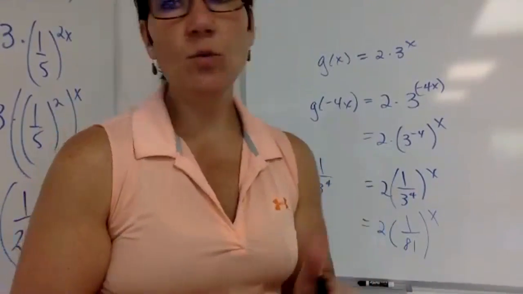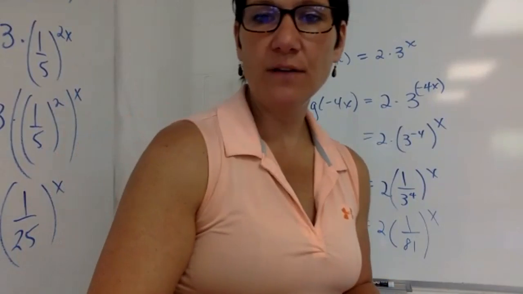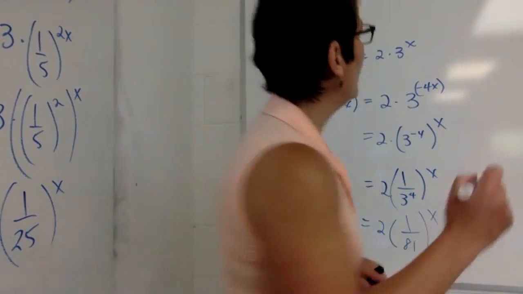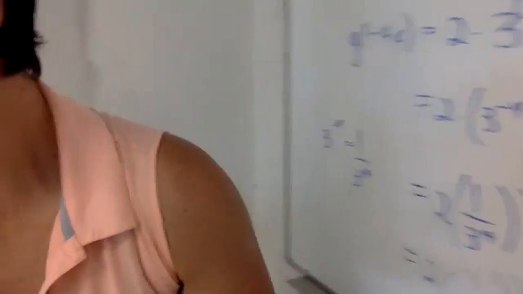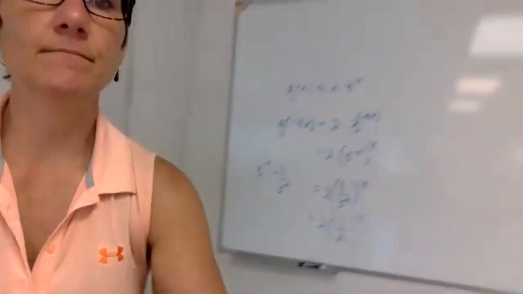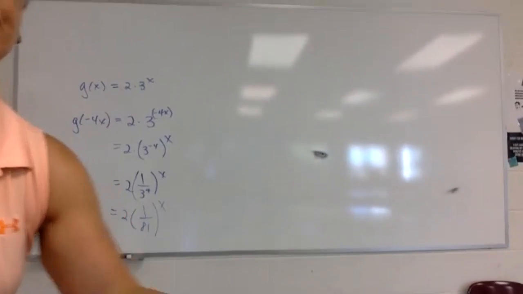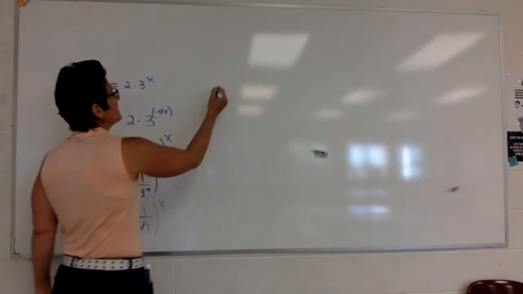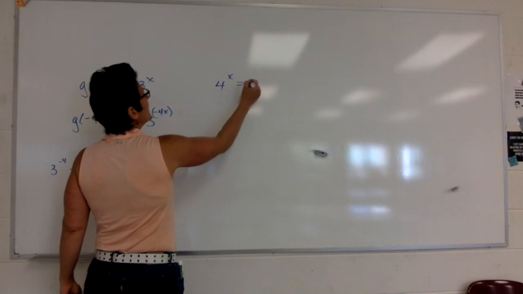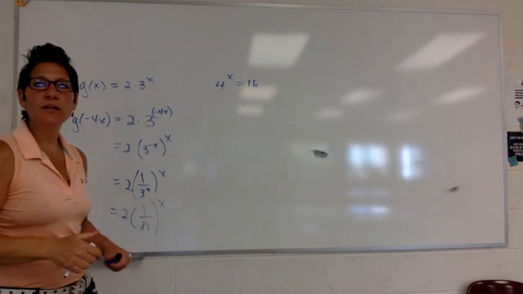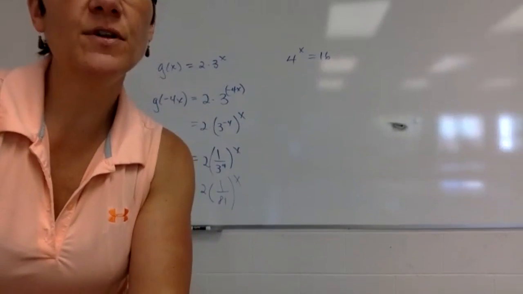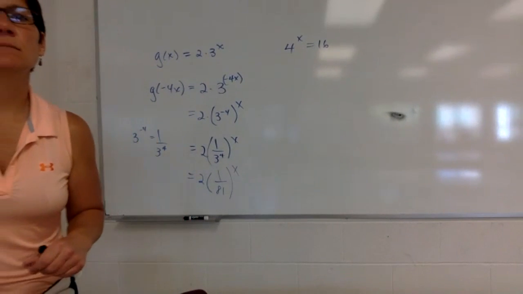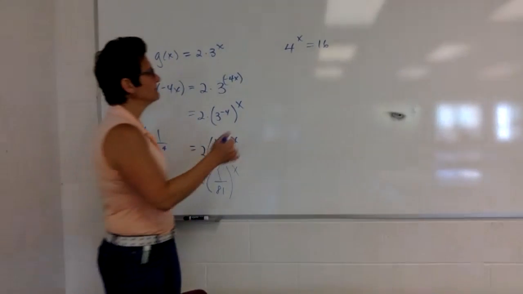I do want to show you one more thing, and then I'm going to send you guys off into the sunset. If I have, there you go. If I have, you all see that? 4 to the x, can you see that that says 4 to the x equals 16? What is that?